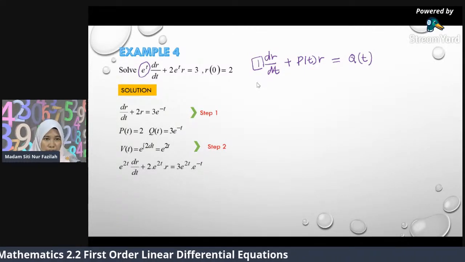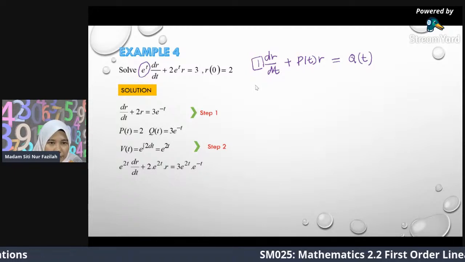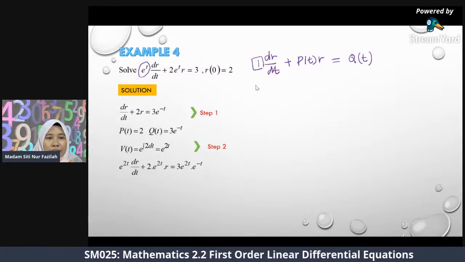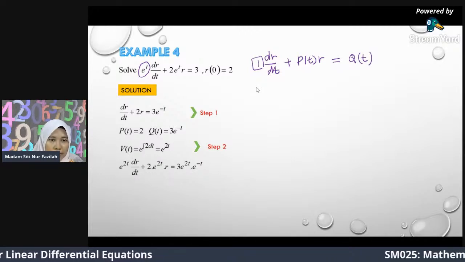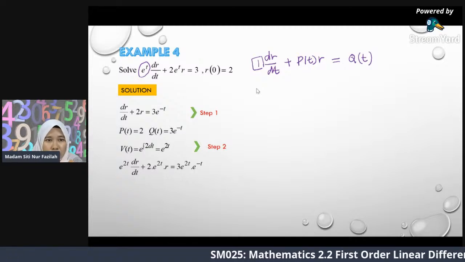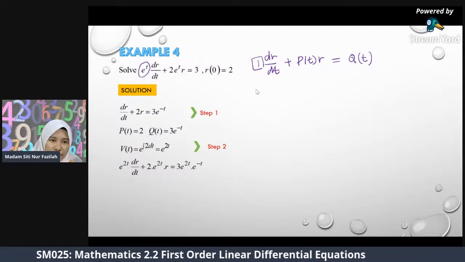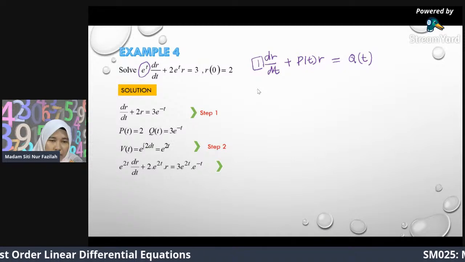Next, for step 3, we multiply v(t) with the equation in step 1. Just rewrite: e^(2t) dr/dt + 2e^(2t) r = 3e^(2t) times e^(-t). This is step 3.